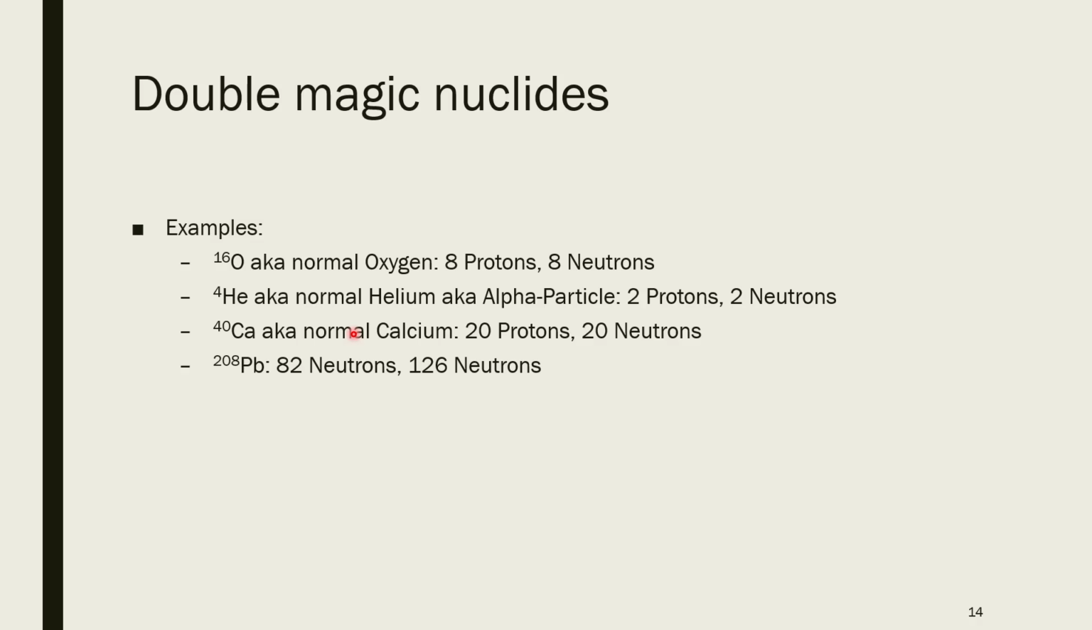We have also double magic nuclei, where both the proton and neutron number are magic. For example, oxygen, helium, calcium, and lead-208. They are all double magic nuclei, and double magic nuclei are quite special because they are spherical, so they are perfectly round and they are very stable.